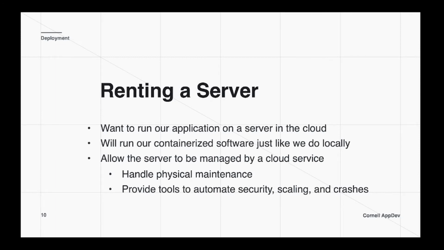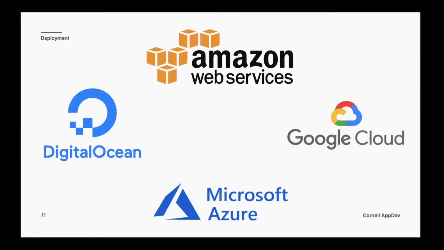So we want it to run on the cloud, as said, and that's going to run our containerized software. And the nice thing about the cloud service is that not only does it help us handle the server itself, so we don't need to worry about it going down without us knowing, but it also helps us deal with security, scaling, and crashes. So these are some examples of cloud services. Appdev uses DigitalOcean, and then there's others like Amazon Web Services, Google Cloud, and Microsoft Azure. You're going to be using the Heroku cloud service during the demo.